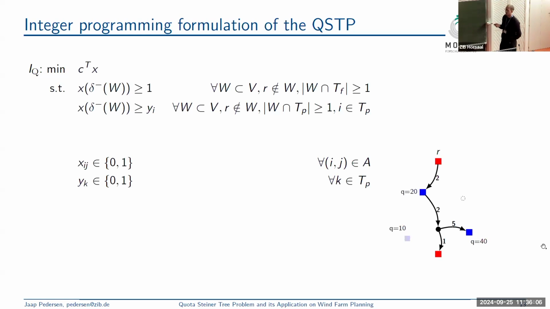For the potential terminals, we have a variable y, which says whether we choose to use it in our quota or not. And then we have basically the same constraint, and we only want to fulfill it if we actually choose the potential terminal. And then, of course, we have to choose at least a minimum amount of potential terminals to fulfill the quota.